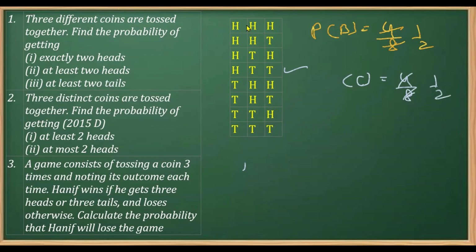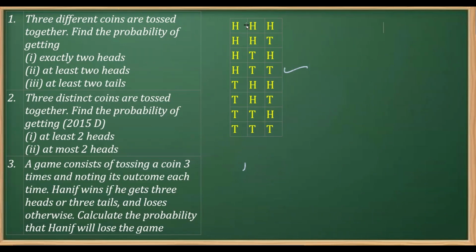Now we'll move to the next question here. That is question number 2. So what is it all about? The next question says 3 distinct coins. Once again, same way, find the probability of getting at least 2 heads. We have already done at least 2 heads, right? So we'll not be doing this part.